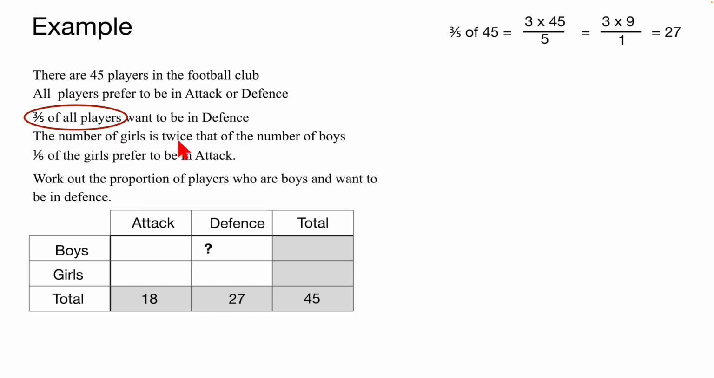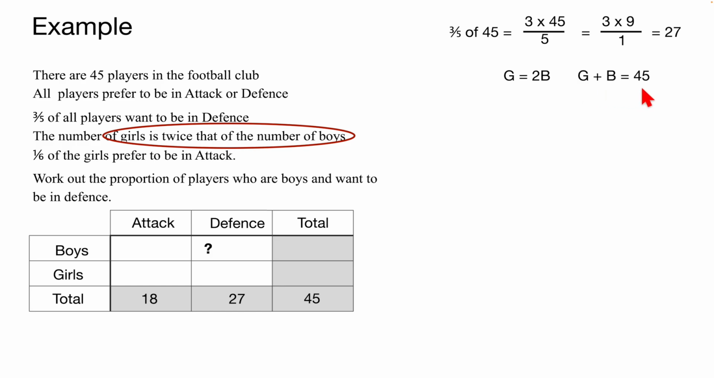The number of girls is twice the number of boys. Right, so there are more girls than boys, and they both add up to 45. Well, we can use a little bit of logic here. Girls equals 2 boys, the number of girls equals twice the number of boys. Girls plus boys equals 45. If I substitute for that G here, I get 2B plus another B equals 3B equals 45. B equals 15. So boys are 15, girls are 30. And I can write it in here.